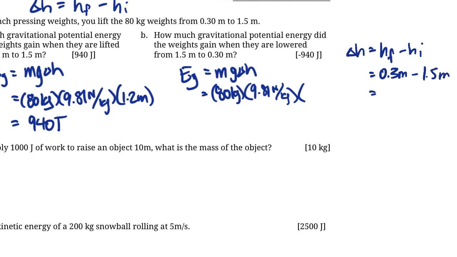So the delta h in this case is actually going to come out negative, which makes sense. You're lowering it so the change in height is actually negative. So we should put in negative 1.2 meters. And the answer comes out the same number, but it's negative joules. So essentially what it's saying is that the weights lost 940 joules of gravitational energy, which makes sense because it's lower.